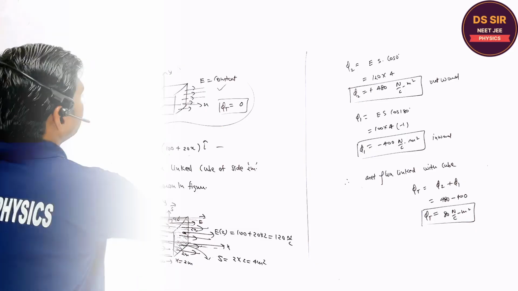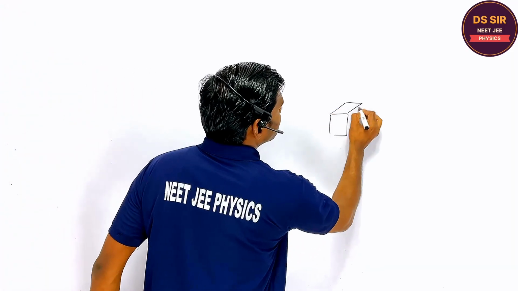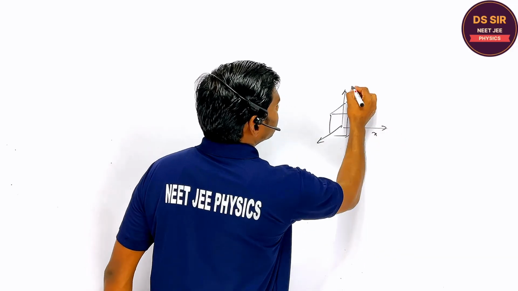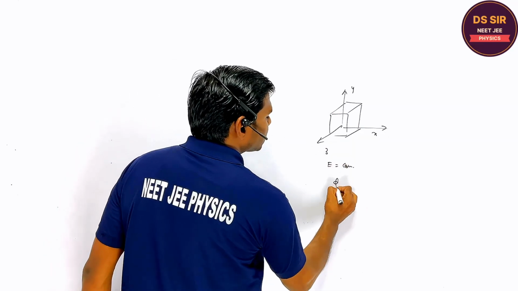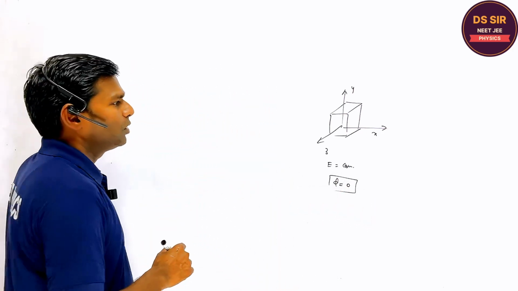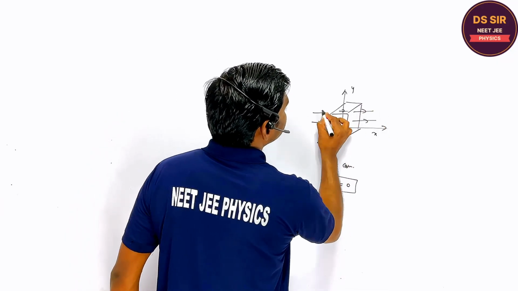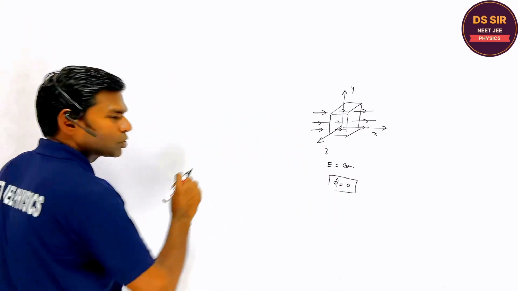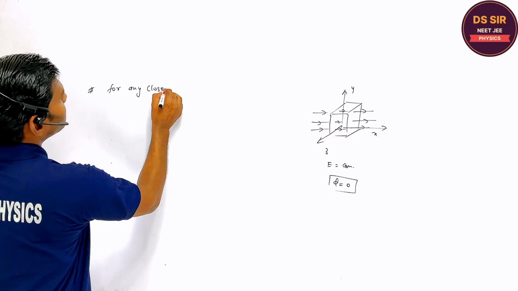Copy this. In the morning class we have seen the electric flux passing through a closed cube. This is the x-axis, y-axis, z-axis. If the electric field is constant, what is the net flux linked with this closed cube? You will say it is 0. Why is it 0? Because the flux that is entering here, the same flux is coming out from the cube, right?